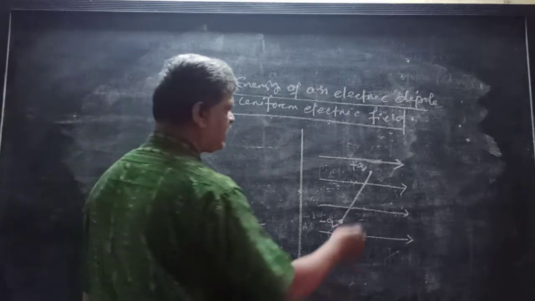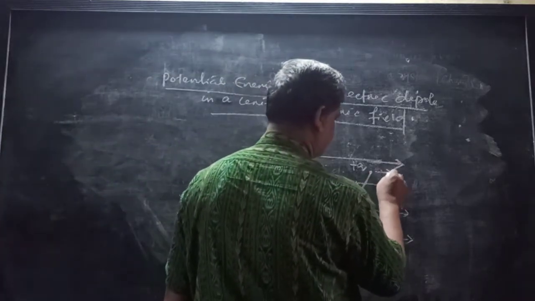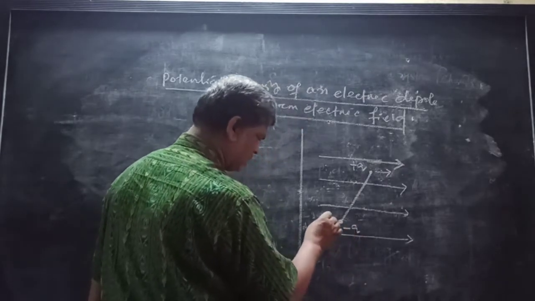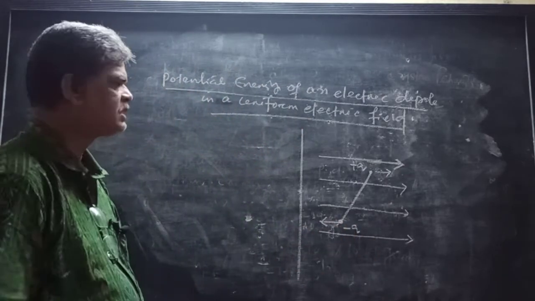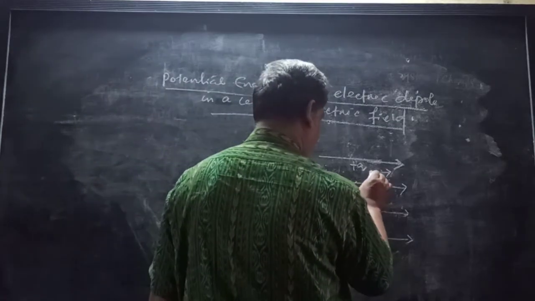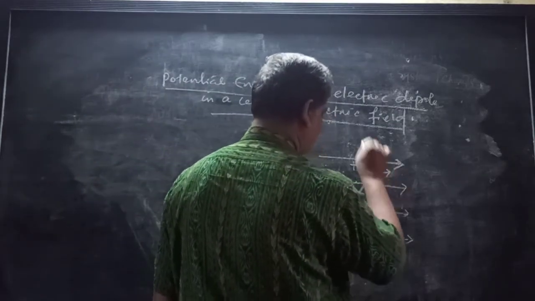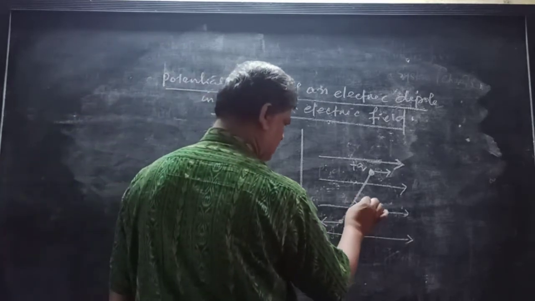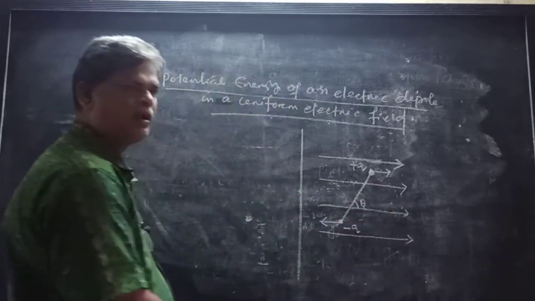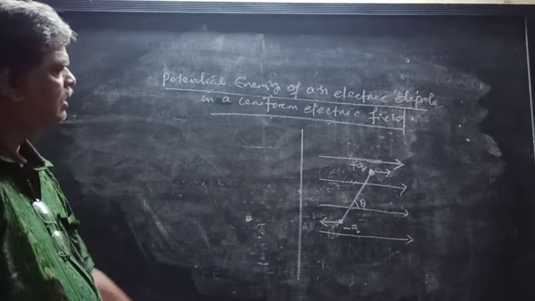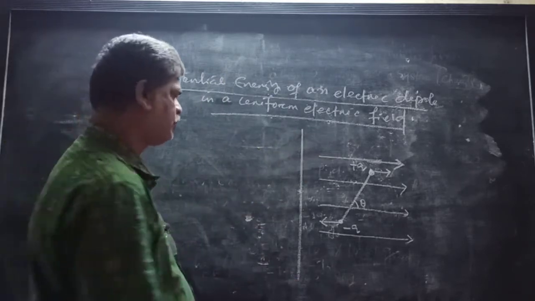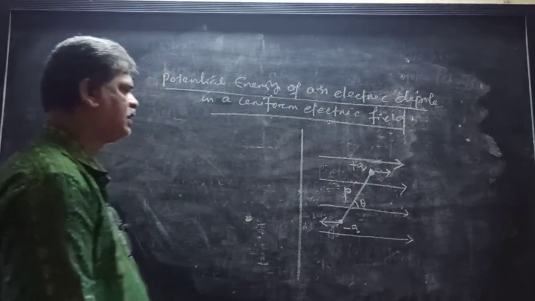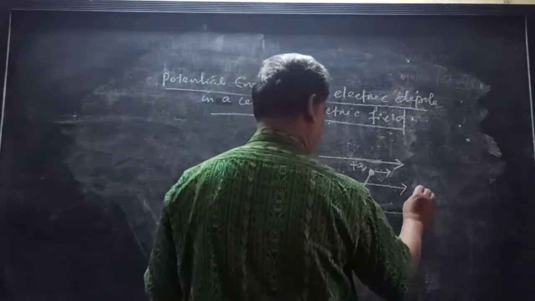So there is a force that acts on the dipole, and this is the direction of the force on this charge, and this is the direction of the force on the other. These two forces are equal and opposite, but they are not acting in the same line. Therefore, they exert a torque on the dipole. Suppose this angle is theta. Suppose our dipole moment is p, and the field is E.